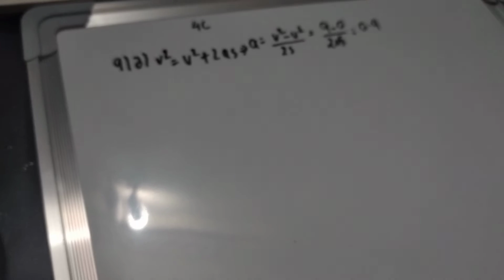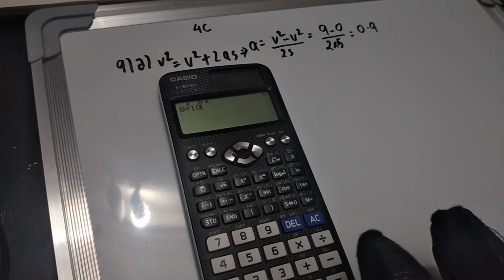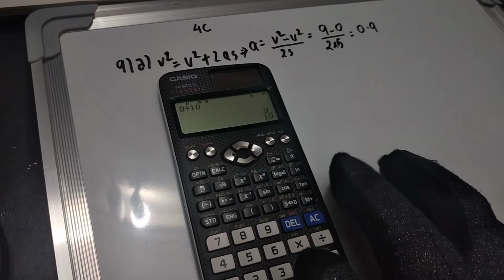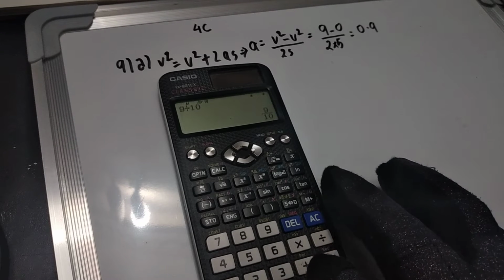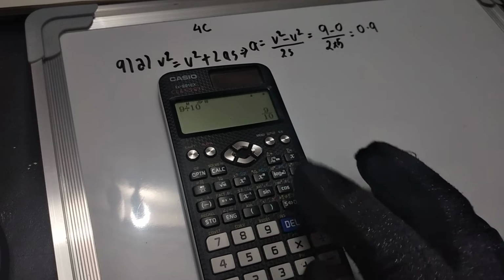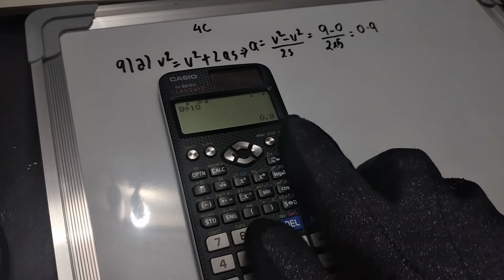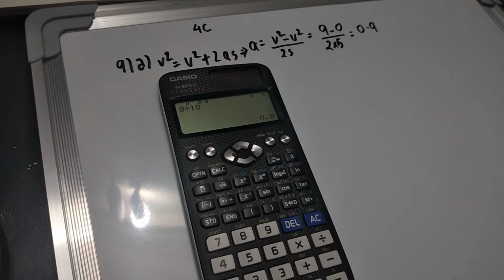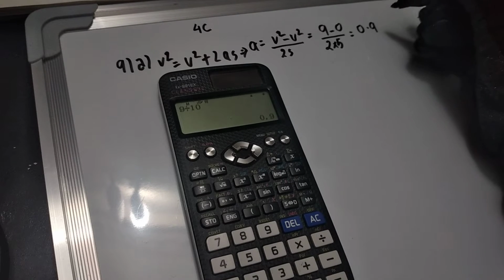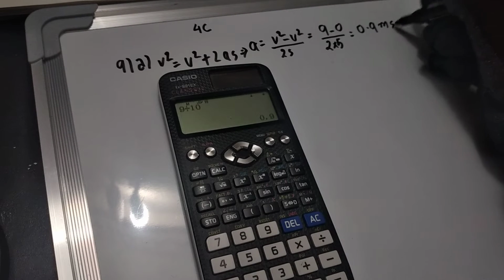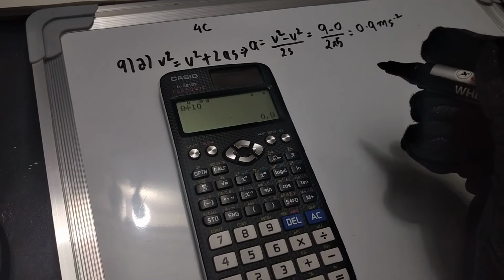From the calculator I will show you. You can see it's 0.9. We must give the unit, which is meter per second squared. Okay, let's move to part B.